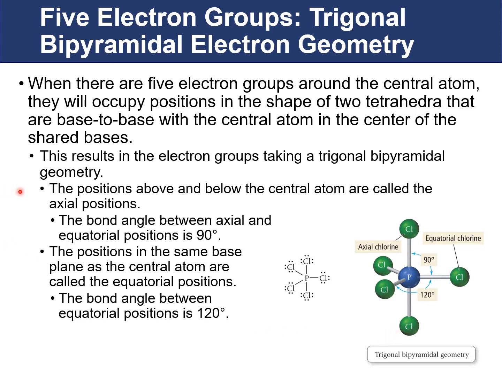The positions above and below the central atom are called the axial positions. So this is axial, this is axial. Those that are in alignment with the central atom are called equatorial positions. Those are at 90-degree angles from the axial positions. So each one of these three is at a 90-degree angle from your top axial and also at a 90-degree angle from your bottom axial. The angle between the equatorial positions is 120 degrees. The positions in the same base plane as the central atom, these three here, are called your equatorial positions.